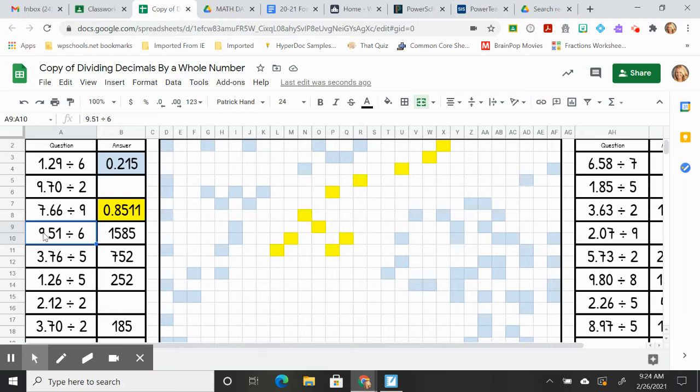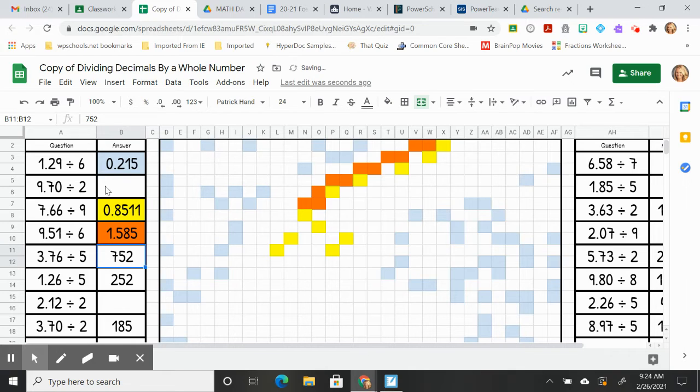In this second example, 9 and 51/100, I have 9 whole, so I have enough to divide by 6, or enough to make a group of 6. I know that 6 can go into 9 one time. So my answer is going to be 1 point something. All you have to do is put in the decimal point for those answers.